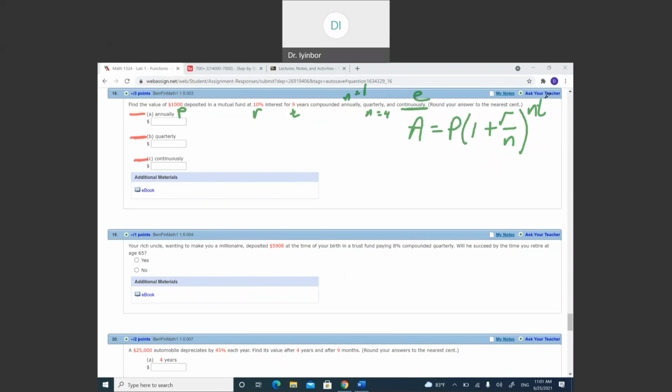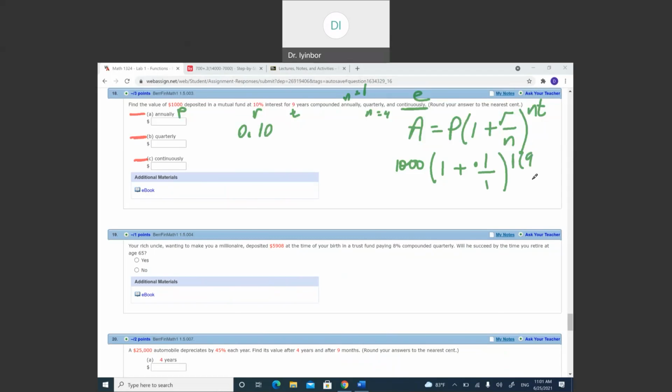So this is the formula we're going to use. You're going to plug in the numbers and then calculate it. That's all you're doing. So the principal is 1,000. I'm doing the first one, 1,000 times (1 plus the rate). 10% in decimal, you divide 10 by 100, is 0.1 or 0.10, doesn't matter. So I'm going to put 0.1 over N, which is 1, with exponent 1 times 9 years. That's all we're going to put in the calculator.